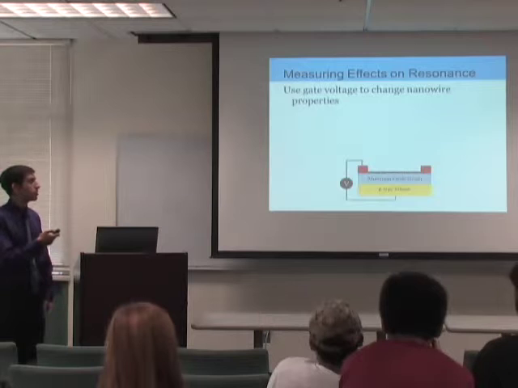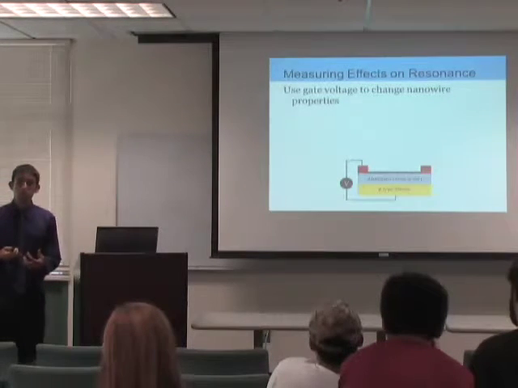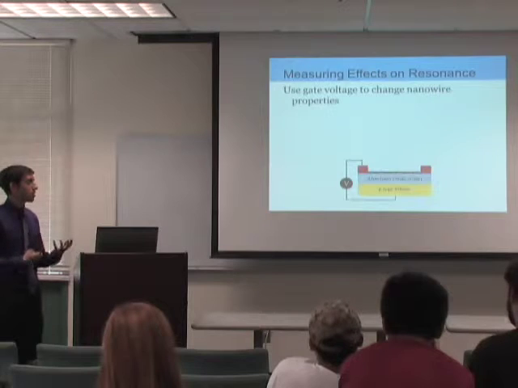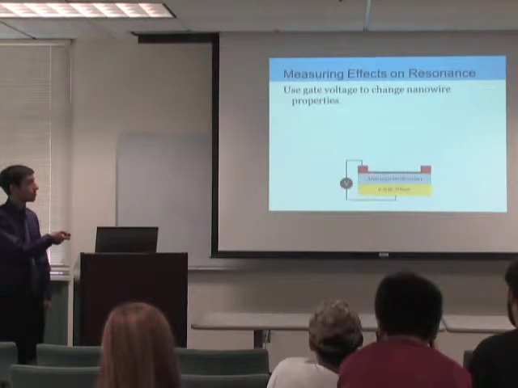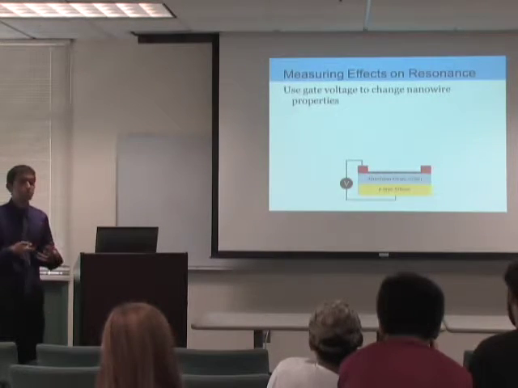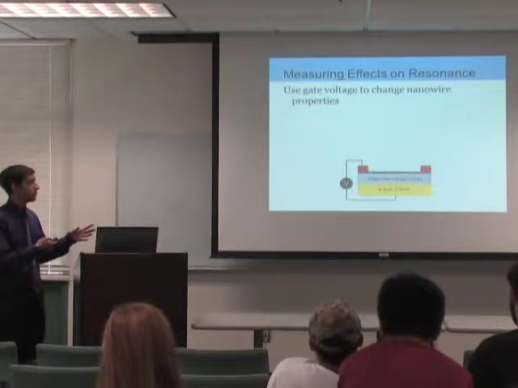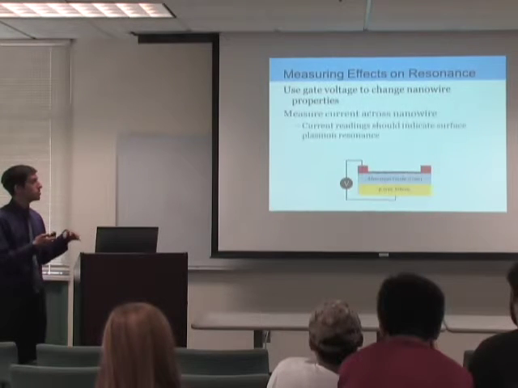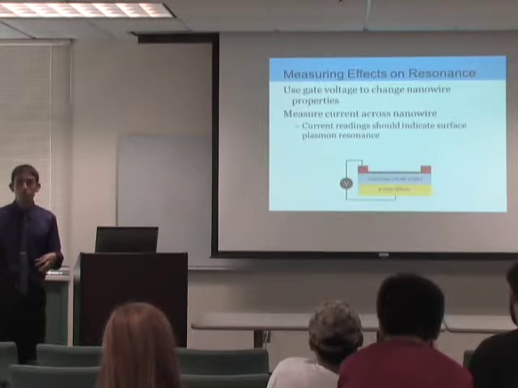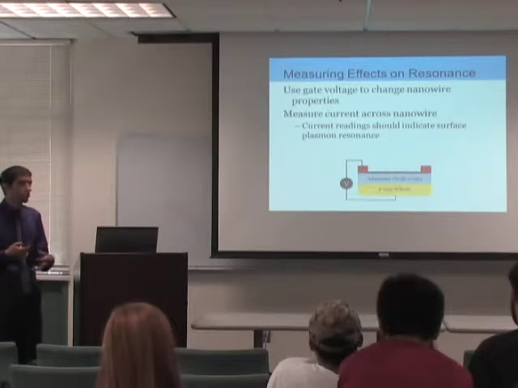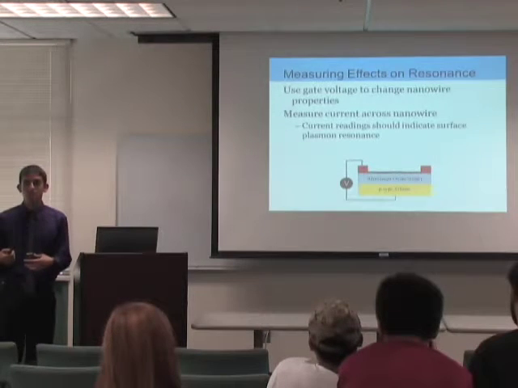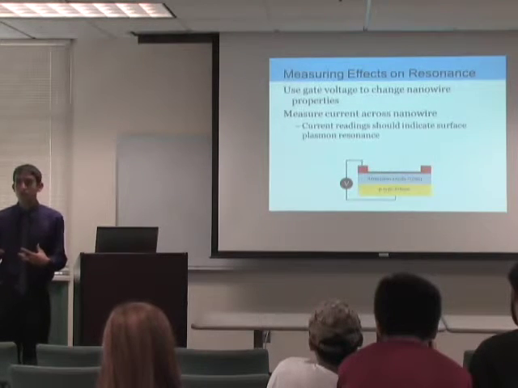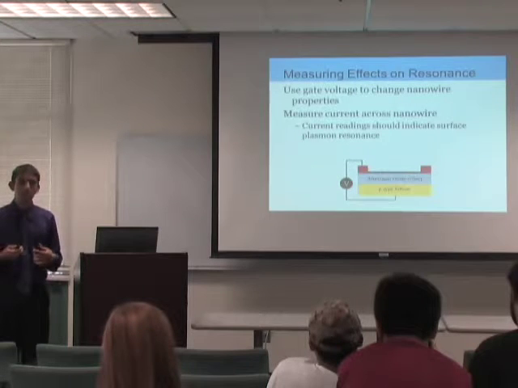And so finally, we can apply a voltage called a gate voltage, which is an influencing potential, to change the electrical properties of these tin oxide nanowires. In particular, this gate voltage can change the conductance of this nanowire. If we apply this gate voltage while using this device, we can measure the current across this nanowire and use any current readings that we obtain from this device as indications of surface plasmon resonance through this device.